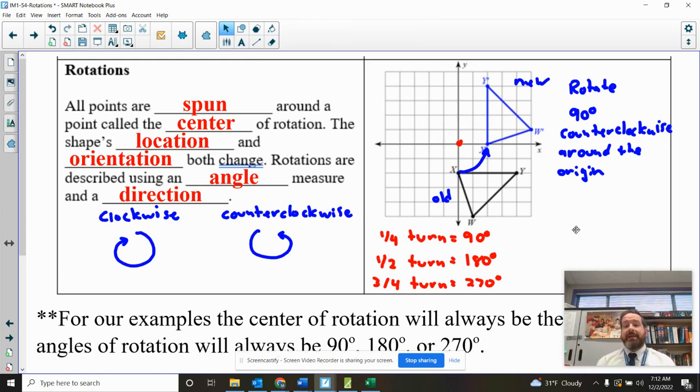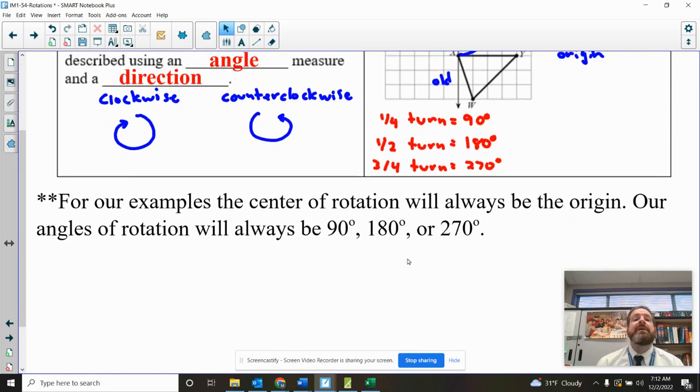So when you're coming to that, your answer key and the practice packet usually uses the smaller angle. But when it comes to our power assignment, either way will be considered okay. So for our examples, the center of rotation is always going to be the origin, and the angles of rotation are a quarter turn, a half turn, or a 3/4 turn all the time.